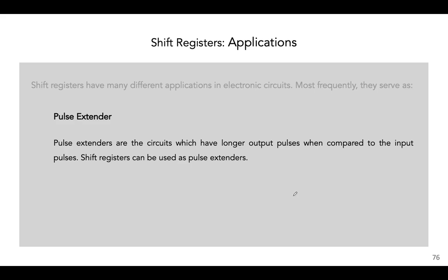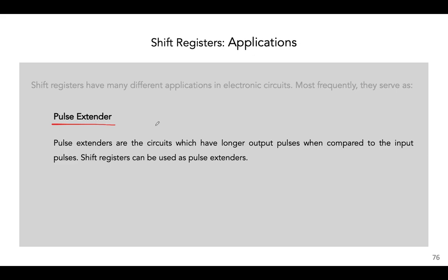All right. Shift registers can also be used to design pulse extenders. Now, pulse extenders are circuits which have longer output pulses when compared to the input pulses. So what they do is they extend pulses. It's like in the name of the application. They are pulse extenders. The output pulse is longer than the input pulse. This is a somewhat similar application to a delay circuit, right? So the input goes in delay circuits.